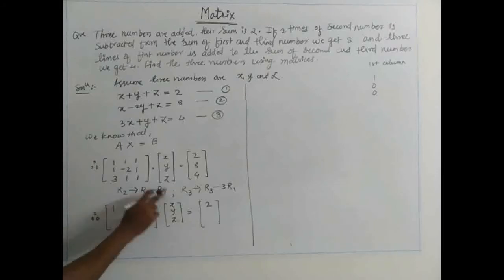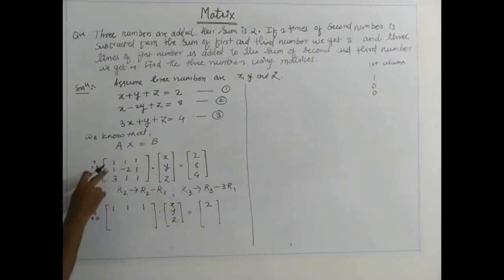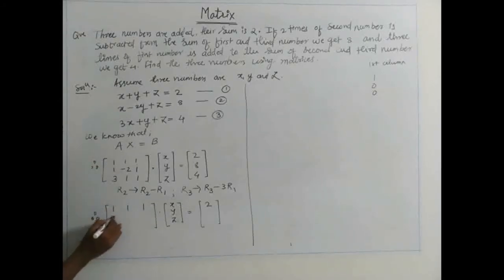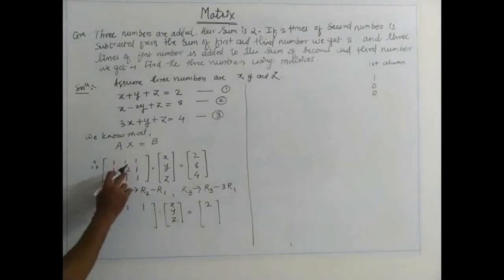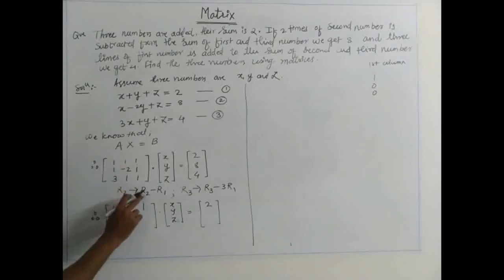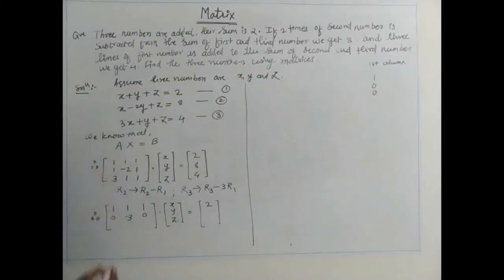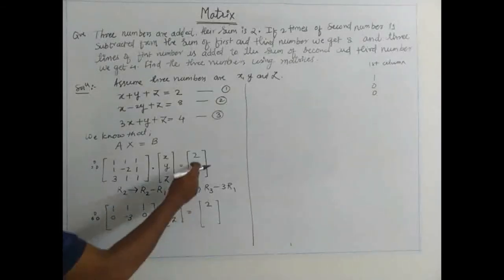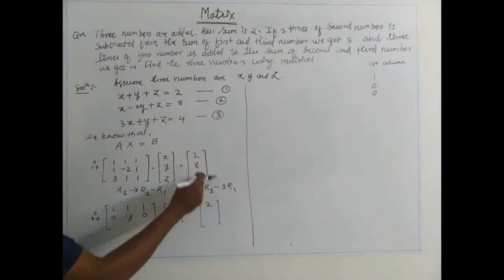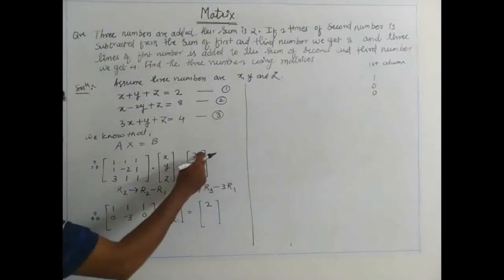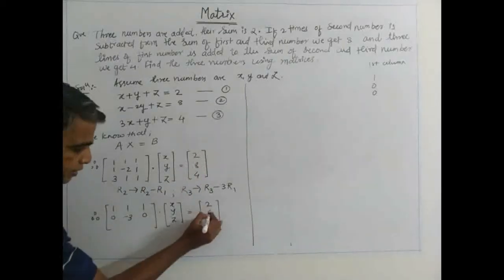Now for the second row I have the equation R2 minus R1. So R2 minus R1, we'll check column by column. In the first column R2 is 1, R1 is 1, so 1 minus 1 is 0. In the second column R2 is minus 2, R1 is 1, so minus 2 minus 1 is minus 3. In the third column R2 is 1, R1 is 1, so 1 minus 1 is 0. Next, on the opposite side R2 is 8, R1 is 2, so 8 minus 2 the result is 6.